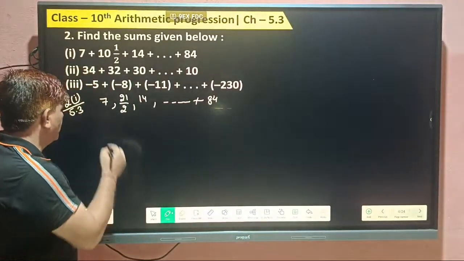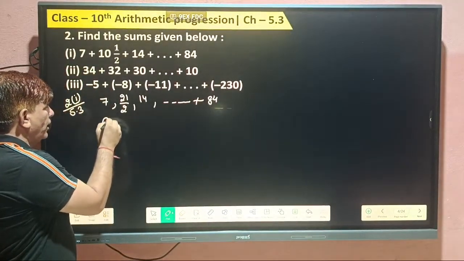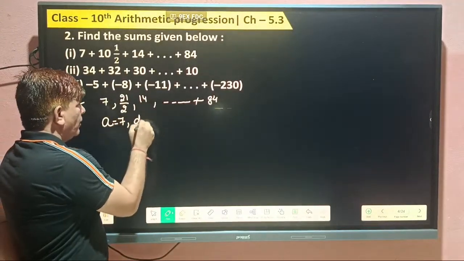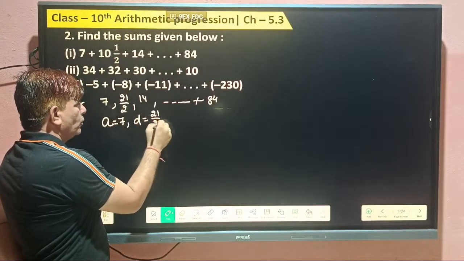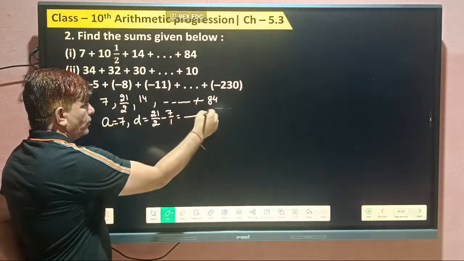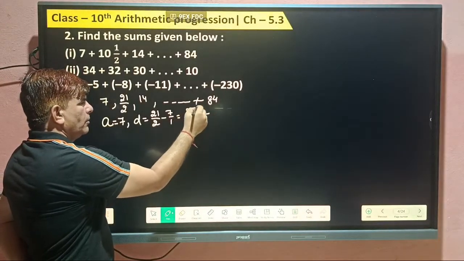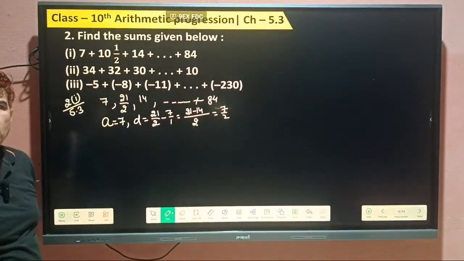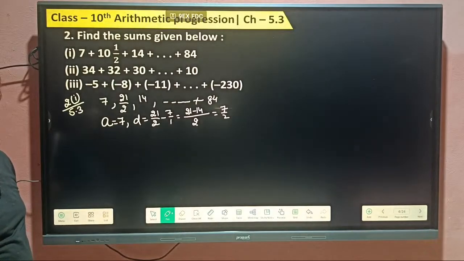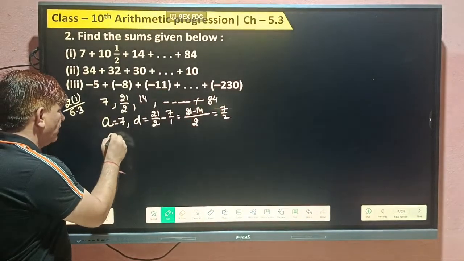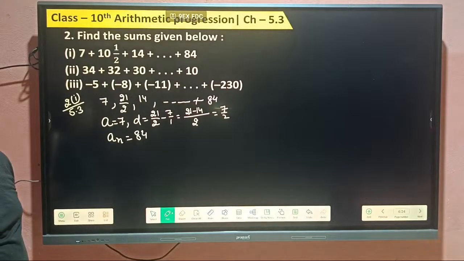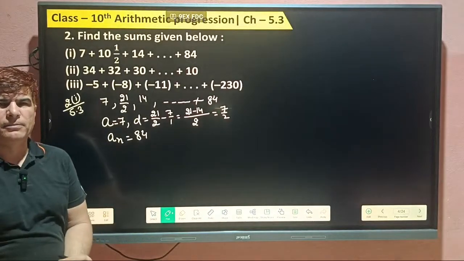So here what can we write? A equal to, what's your A? 7. What's your D? D equal to 21 by 2 minus 7 by 1. If you take LCM 2, 21 minus 14, how much? 7 by 2. Yes or no? And then what's given? An is given. An equal to 84.